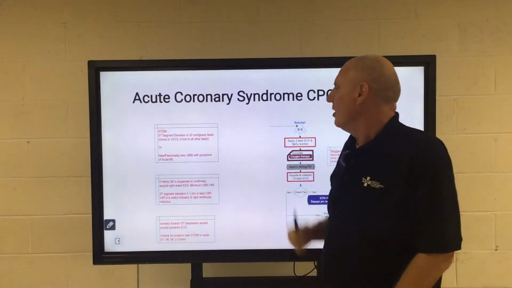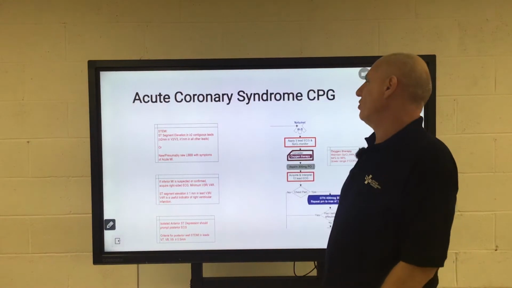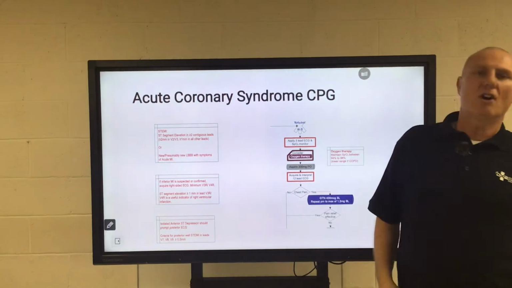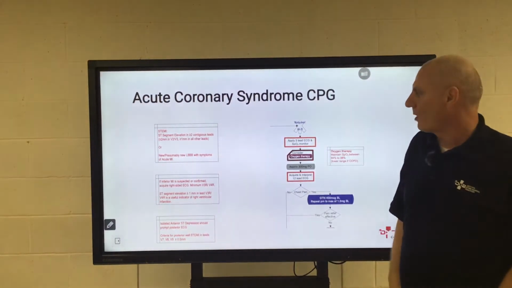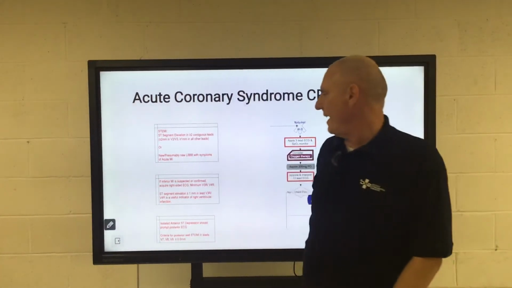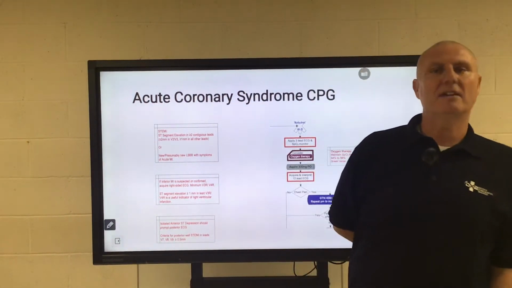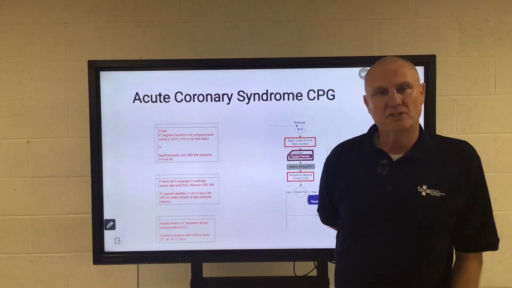So you're talking about elevation of greater than 2 contiguous leads, of greater than or equal to 2 millimeters in V2, V3, or greater than 1 millimeter in the other leads. Or a new presumed left bundle branch block with symptoms of acute MI. In other words, the patient is symptomatic, and you see the emergence of a left bundle branch block.